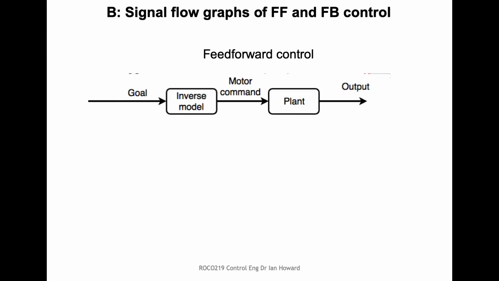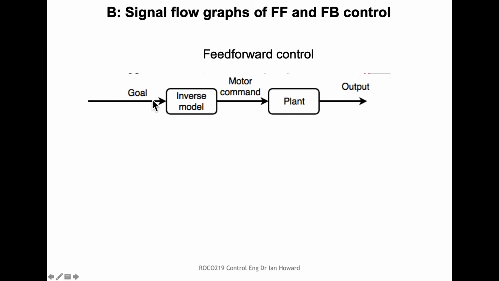So let's think about signal flow graphs for feed forward and feedback control. We'll start off with feed forward control, and here is typically what a feed forward system will do. You have, or what it's built of as well. So we have a goal, so it could be that it's a position that you want to get to with a robot.